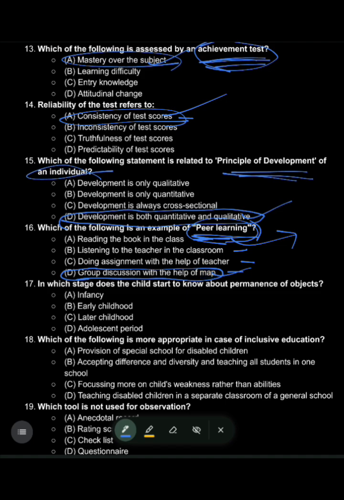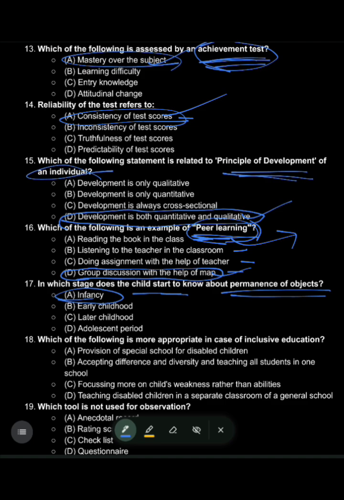Next, number 17. In which stage does the child start to know about permanence of objects? At which time or when the child starts to know about the permanence of an object? Means how the object exists, its permanence is known by the child at which stage? It is in the infancy or the early childhood or later childhood or the adolescent period. It will happen in the infancy, because the child starts observing the things. So it is a beginning stage. They come to know that these objects are in the existence in this world. So it is the infancy level when the permanence of objects happens. Okay, this is the infancy stage.